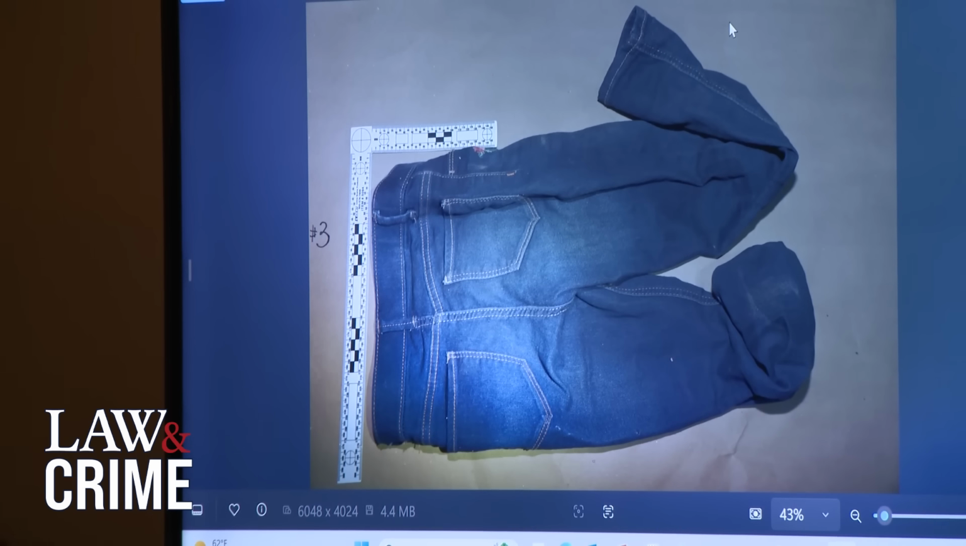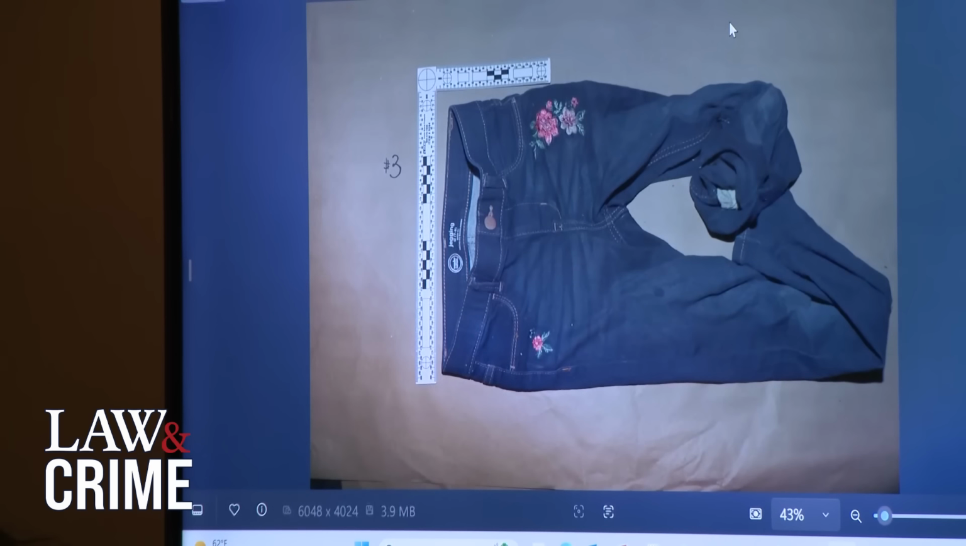And just to be clear for the record, this is State's Exhibit 77 that we're looking at right now. And it's labeled item number 3 on the paper. It has scale, so we can add size to it. And this would have been obviously the back side of the blue jeans. And I'm showing you now what has been marked as State's Exhibit 78.